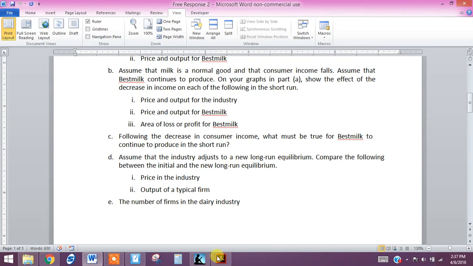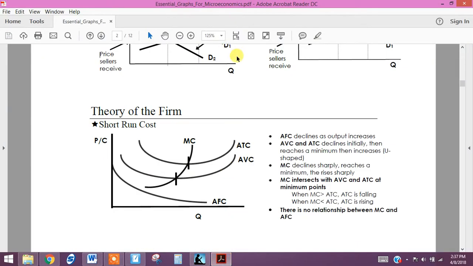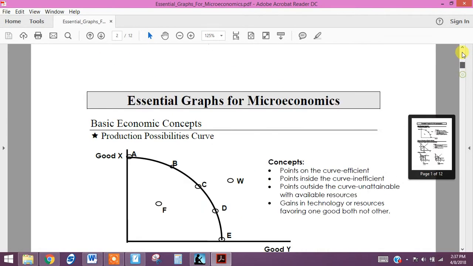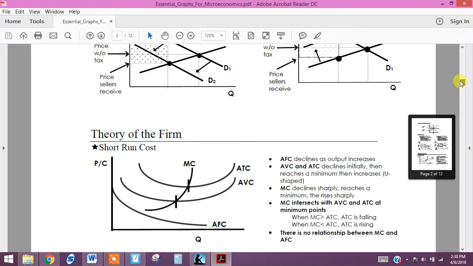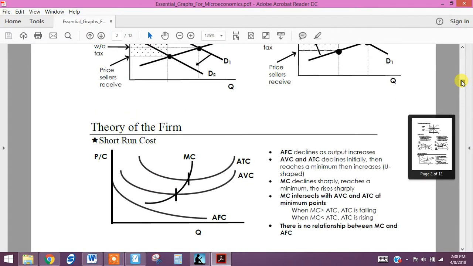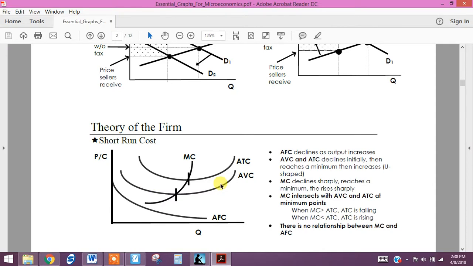If you use your graph handout that I showed you in the last video, you could download it from the AP practice exam link on Blackboard, and this is it right here. Go to this graph here. If we scroll down to right here, you can see short run cost for a firm. Now, as long as price is equal to or above average variable cost, the firm is going to continue to produce in the short run.